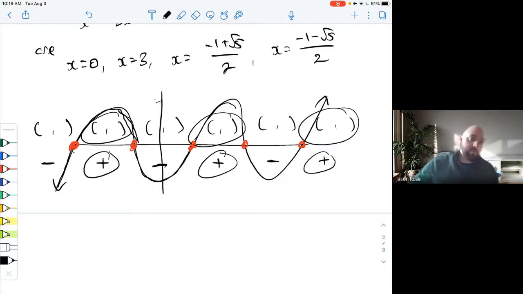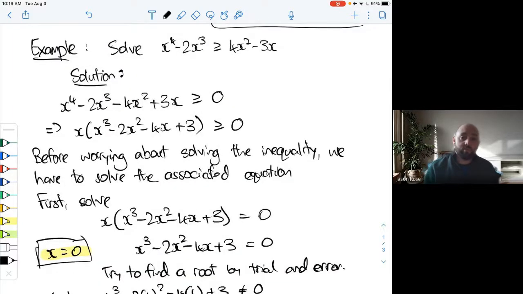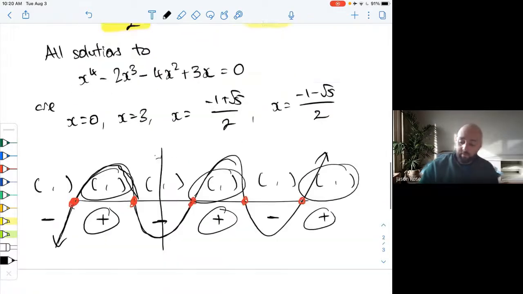Those numbers that you see on the screen just above there, 3, 0, (-1 plus root 5)/2, (-1 minus root 5)/2, those are those red dots that we've just found. So now what we have to do is find out which places around those red dots are, what was the question again? I've forgotten. Bigger than 0 was the question. We were asking for greater than or equal to 0. So we're going to be looking for the positives here.